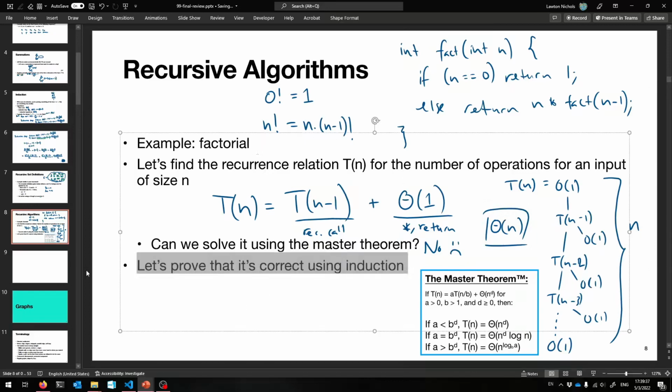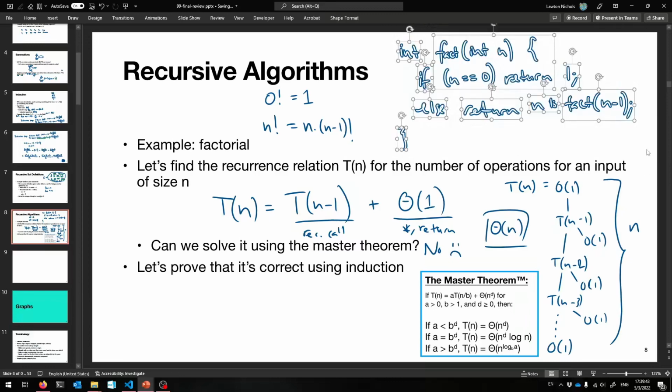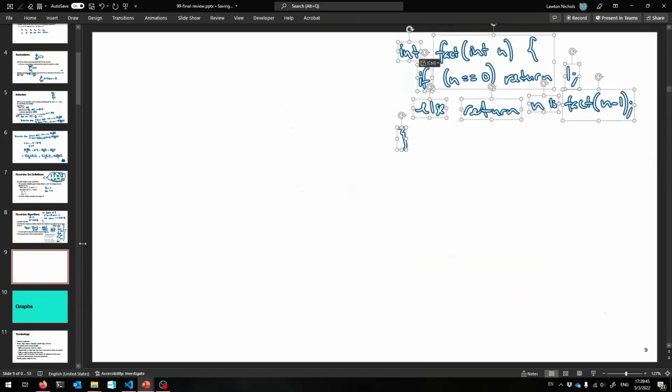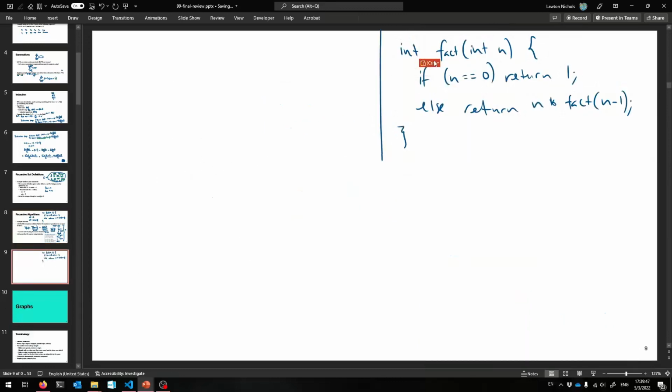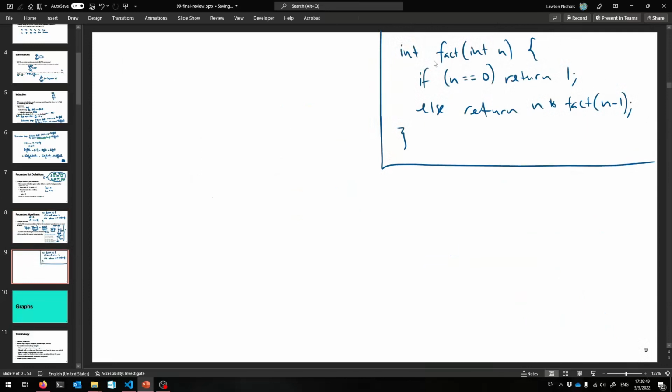Now let's prove that this is correct, because that's something that we really care about doing as computer scientists. We want to prove that our algorithm, whatever we wrote, was correct. So let's take this algorithm, and here's our theorem. We'll prove it using recursion, or sorry, induction. We will use induction to prove that our recursion is correct. So our theorem statement looks like this.